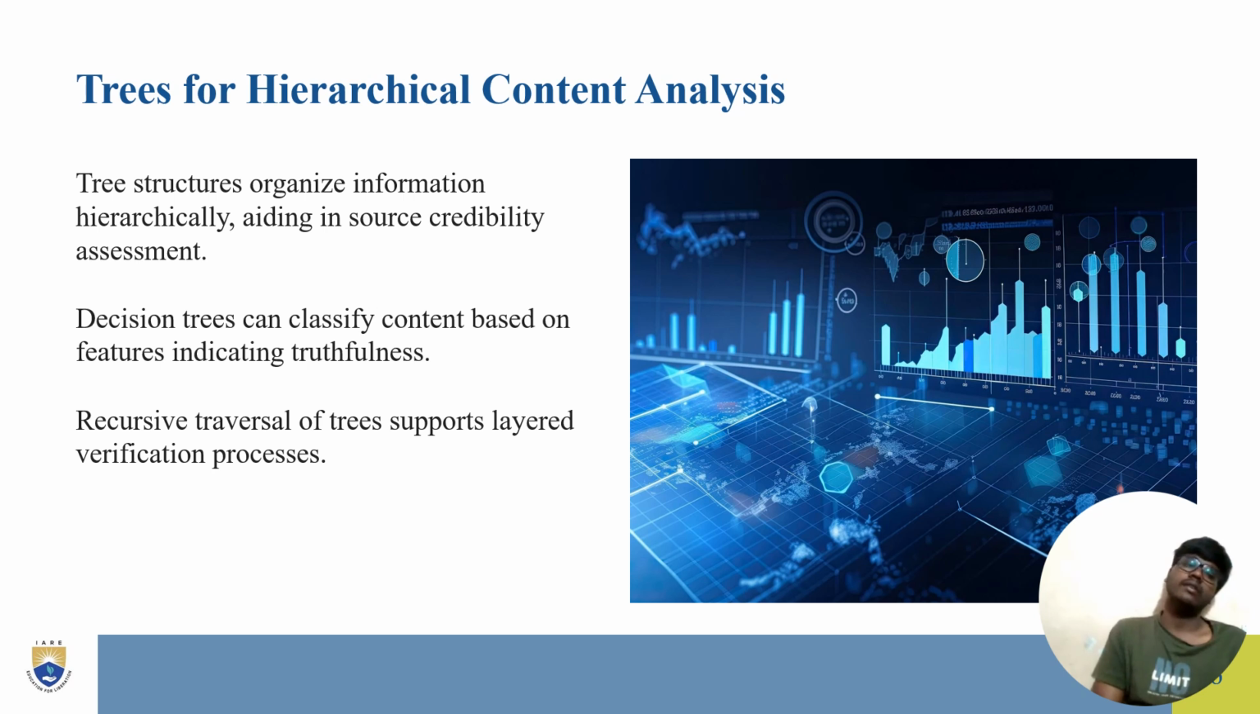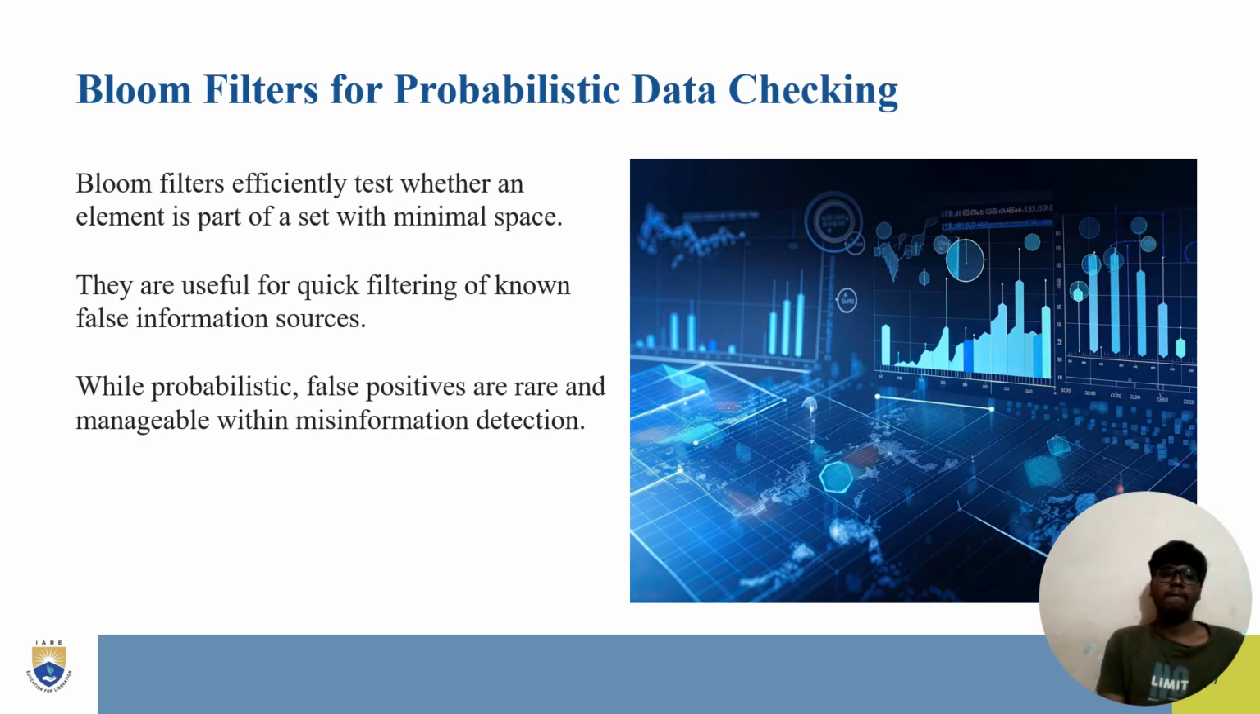Here we can see that tree structures organize information in a hierarchical manner. As we know, tree structures organize the information in a level by level process. And then we have decision trees, which can classify content based on the features which are indicating truthfulness.